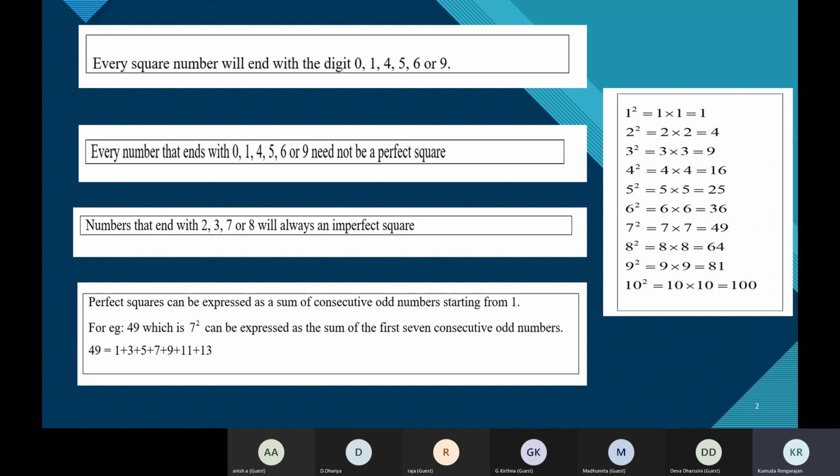So 1 plus 3 plus 5 plus 7 plus 9 plus 11 plus 13 plus 15 plus 17. That makes 9 numbers. The sum of the consecutive odd numbers, children. You cannot randomly take anything. Consecutive, from 1, consecutive odd numbers. So 81 is 9 squared, and when you add all these numbers, you will get 81.